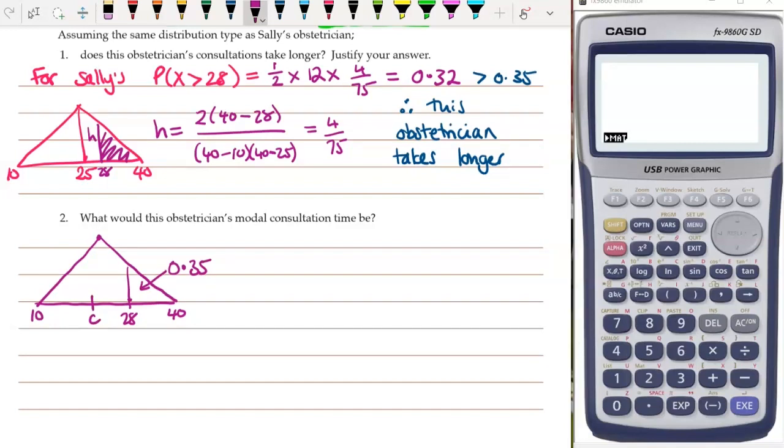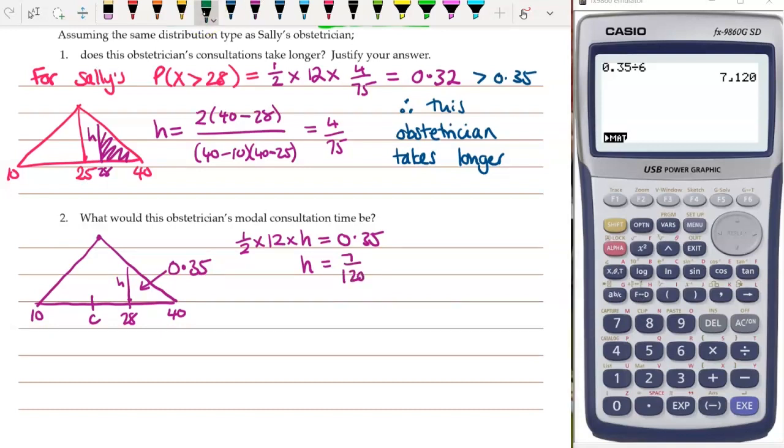Now we can work out what the height of that triangle needs to be, because half times the base times the height will equal 0.35. So half times the base, well, that distance from 28 to 40 is 12, times the height, if we call this little one there h, is equal to 0.35. So 6h is 0.35, so 0.35 divided by 6 gives us that the height is 7 over 120.